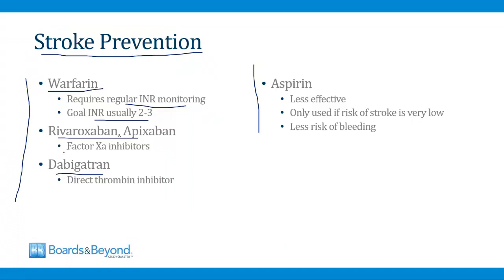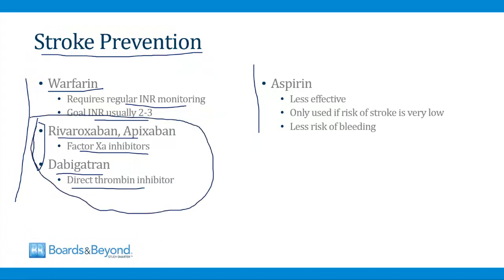Nowadays we rarely use warfarin, and that's because these two groups of drugs are available. Rivaroxaban and apixaban are factor Xa inhibitors, and dabigatran is a direct thrombin inhibitor. All of these drugs are oral. You take them either once or twice per day, and the dosing is standard and doesn't have to be checked or titrated based on the INR. So in the modern era, we rarely use warfarin. We usually use one of these drugs as anticoagulants.